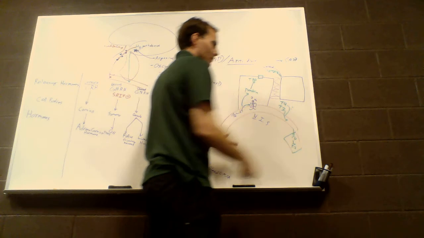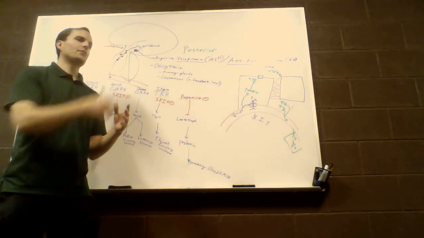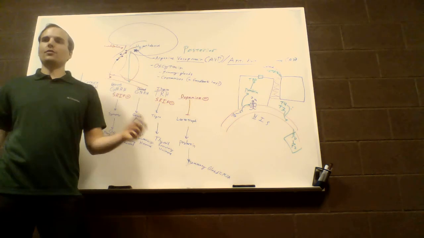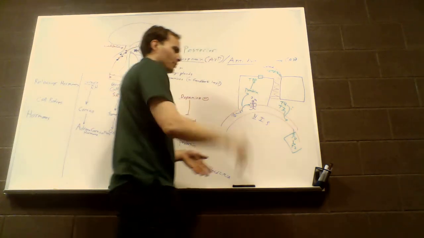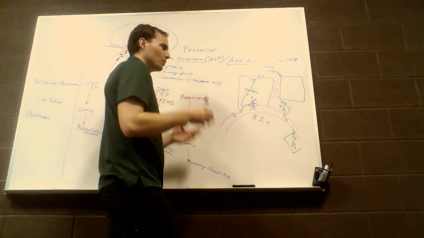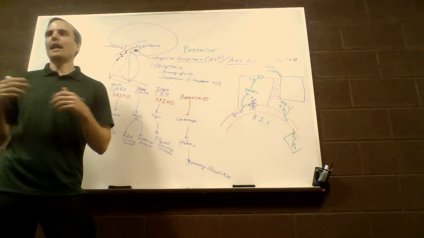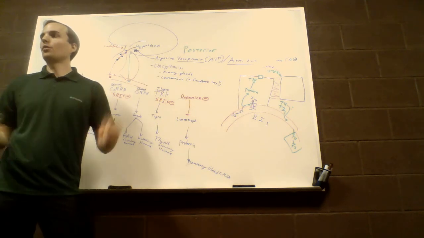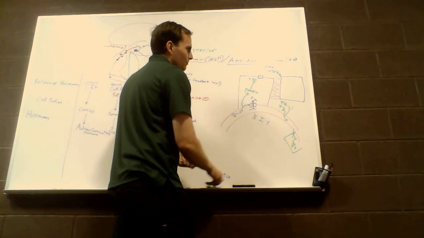This lets different cells have a different activation speed of the T4 to T3. And so instead of everybody getting the same amount of active hormone based on what's being produced, they can all specialize a little bit in how fast they can activate the T4 into T3. So, that was a lot of words.